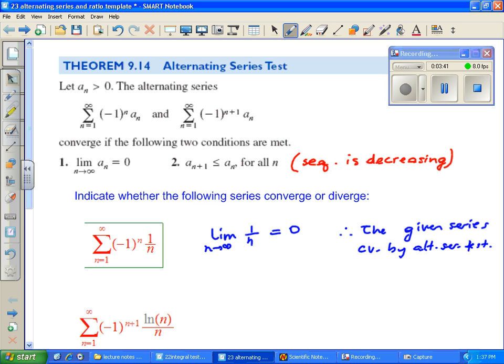Now, what if there was no -1 to the n in front of it? What if it was just summation of 1 over n? Would that be convergent also? What do we know about this series? This is also known as the harmonic series. That is a p series, right, with p equal to what? p is 1. So is it convergent or divergent? Divergent.